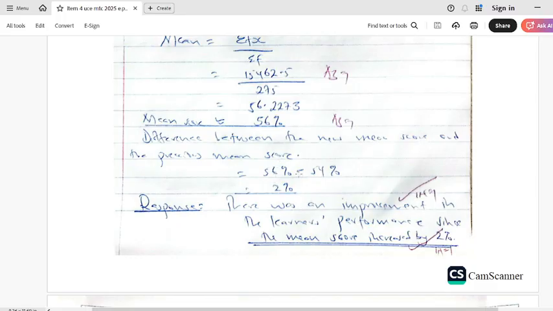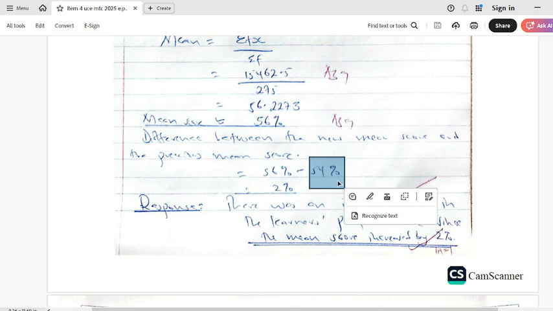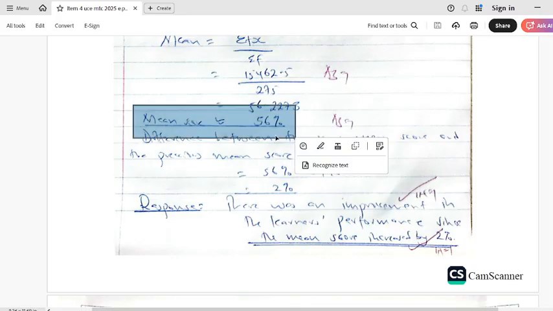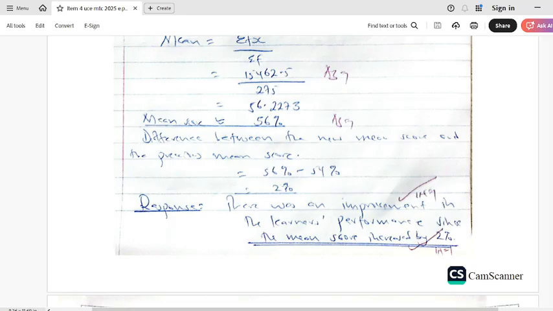So this is 56 minus 54. Remember, this is what was given in the question previously. Before the new teacher was brought in, these learners had a mean score of 54%. But now after the new teacher has come in, it has raised. By the way, just by observation, you can see that there is an improvement in the performance, because the average score is now 56%, which is higher than the previous 54%.